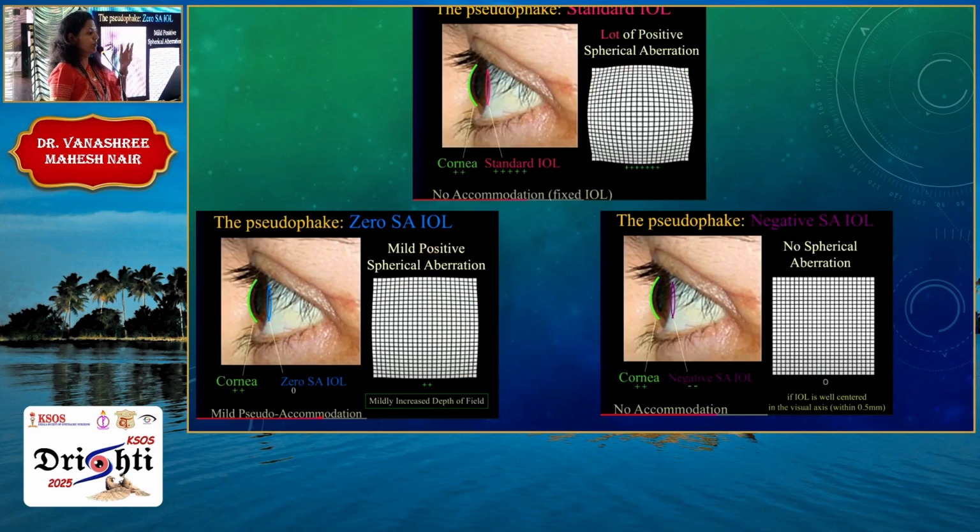Now what happens when you put a standard IOL? A standard IOL has a lot of positive spherical aberration. So the total positive spherical aberration becomes quite a lot, so the image quality is going down. If you use a zero spherical aberration IOL, they have a mild positive spherical aberration. So they'll have little depth of field, but still the quality of image is not very sharp. And a negative spherical aberration IOL, what we call the aspheric IOLs, these are the zero aspheric IOLs and the negative aspheric IOLs, they give the maximum clear image, but the depth of focus will be lost.